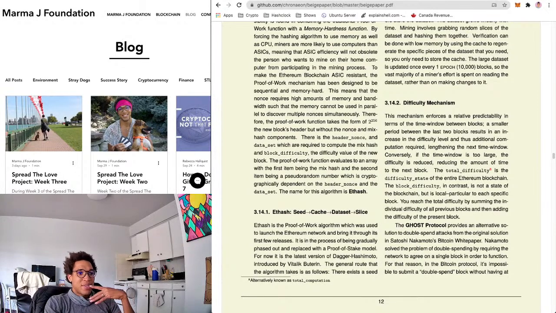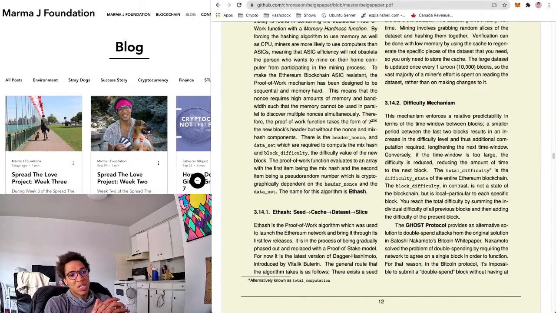This mechanism enforces a relative predictability in terms of the time window between blocks. A smaller time period between the last 2 blocks results in an increase in the difficulty level and thus additional computation required, lengthening the next time window. Conversely, if the time window is too large, the difficulty is reduced, reducing the amount of time to the next block. The total difficulty is the difficulty state of the entire Ethereum blockchain.